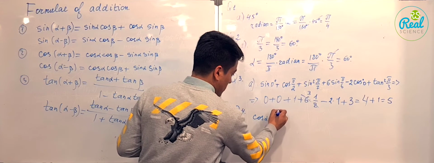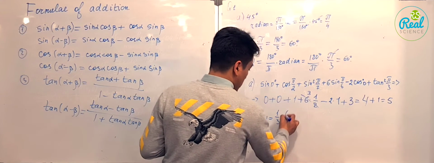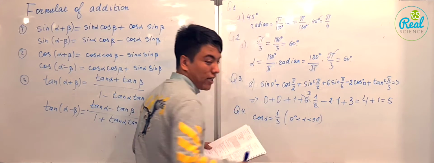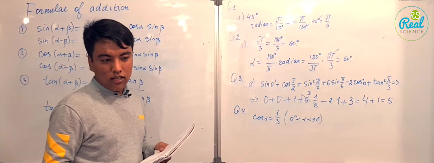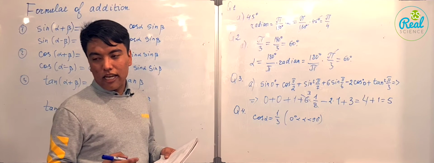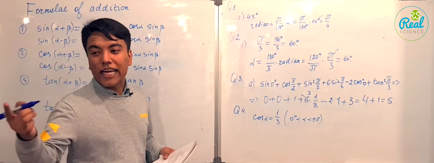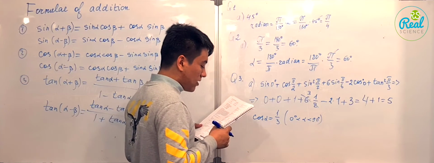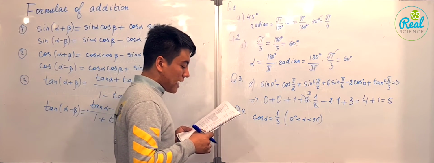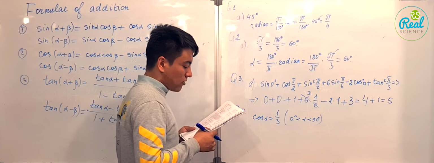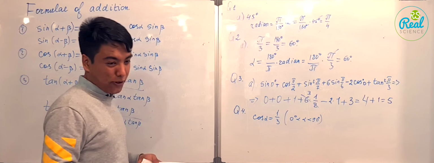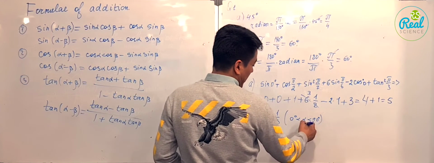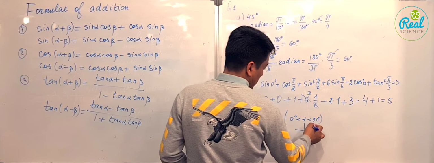Cosine alpha is 1/3, with alpha between 0 and 90. What kind of angle is this? It's positive. What's the name, the type of angle? Acute. This is an acute angle. Find the values of the rest of the trigonometric functions. Hint: use the main trigonometric identities. Of course we use them. Which plane is it? First plane, yeah?